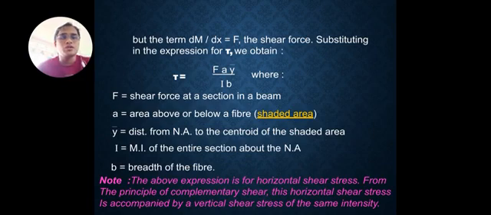Therefore, substituting in the expression for T, we obtain T is equal to F A y over I b, where F is the shear force at the section of the beam, A is the area above or below the fiber (shaded area), y is the distance from the NA to the centroid of the shaded area, I is the moment of inertia of the entire section about the NA, and b is the breadth of the fiber. Note the above expression is for horizontal shear stress. From the principle of complementary shear, this horizontal shear stress is accompanied by vertical shear stress of the same intensity.